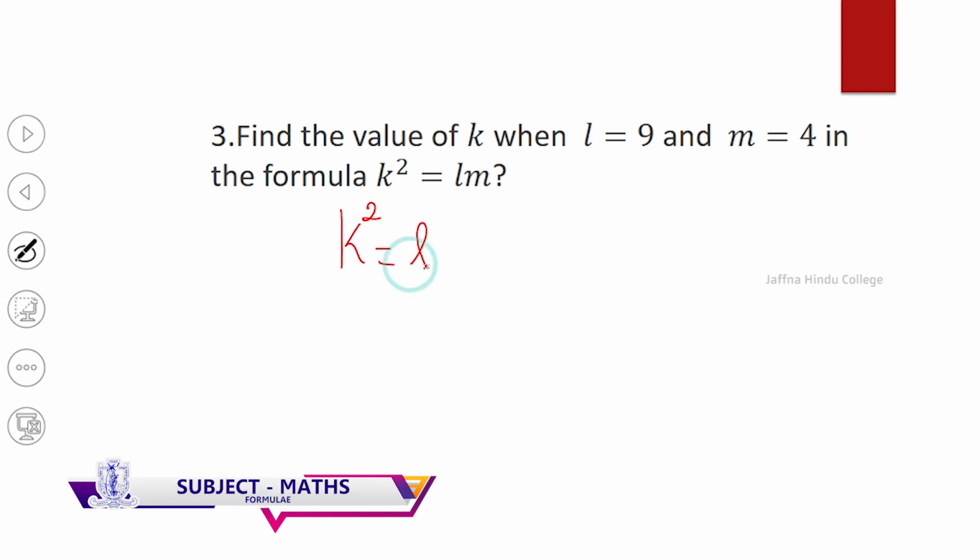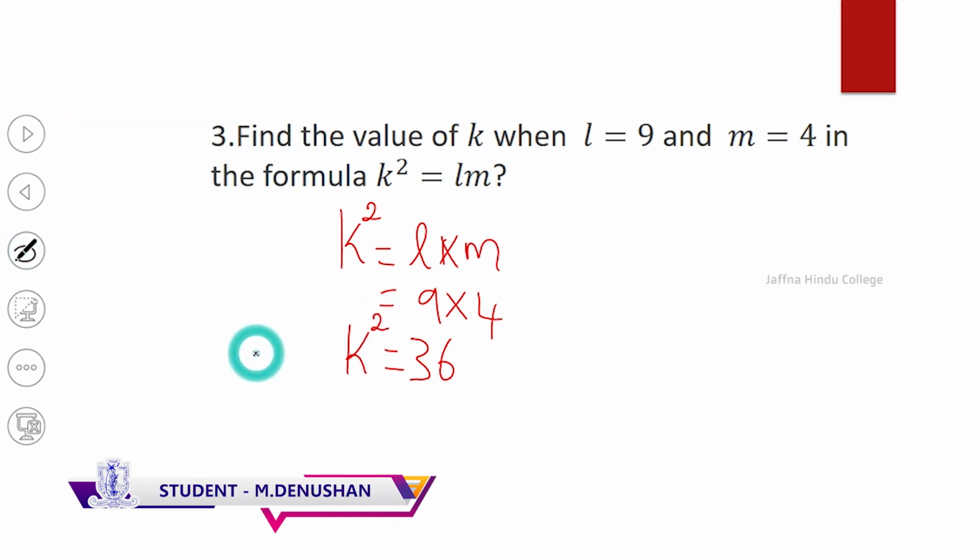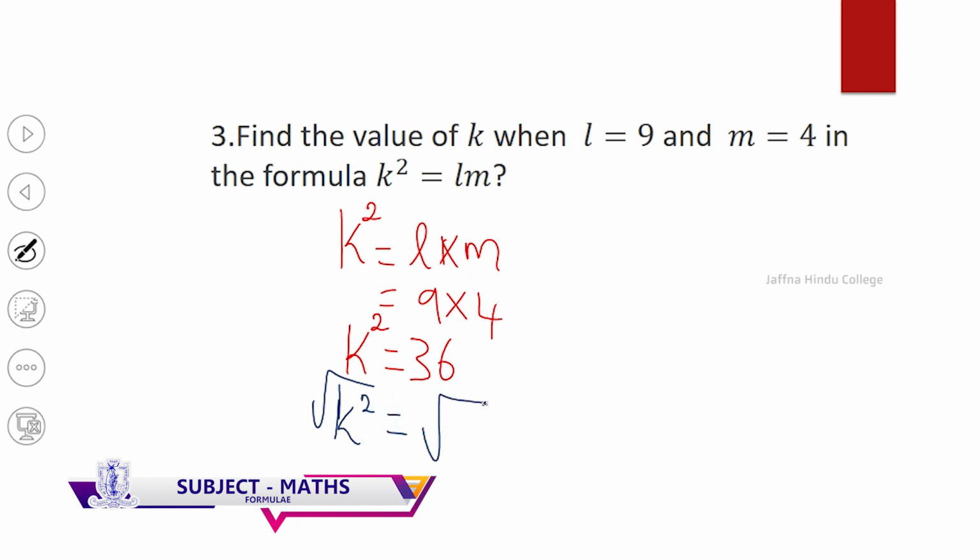K squared is equal to l times m. Then we can substitute the given values directly. L is equal to 9, m is equal to 4. We obtain the answer 36. K squared is equal to 36, but we have to find the answer for k. For that purpose, we have to root both sides. Then by simplifying that, we obtain the answer k is equal to 6. This is the answer.